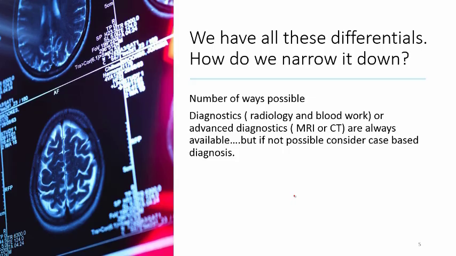So as I said, we have all of these differentials. How do we narrow it down? Well, I have pain, I have no pain, they were systemically ill. There were still a few things on that list. So what do we do? Well, obviously we want to do diagnostics, radiology, and blood work. We should be doing these. Remember, we need to do our due diligence.